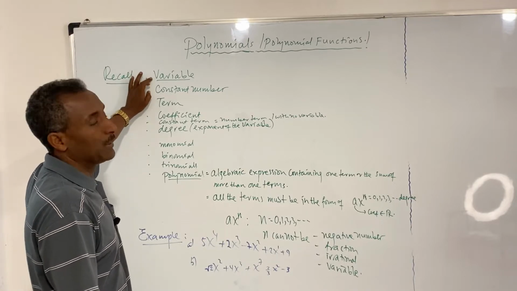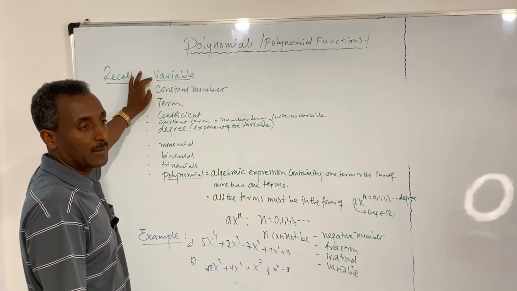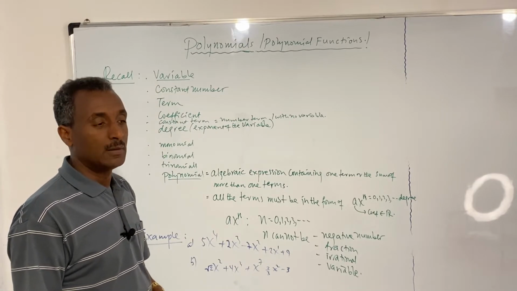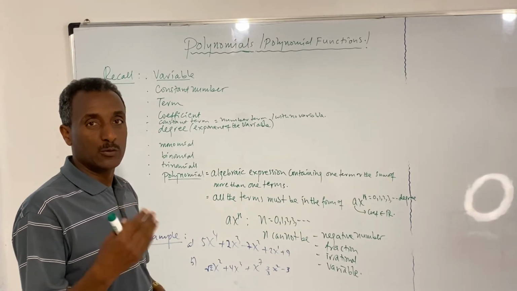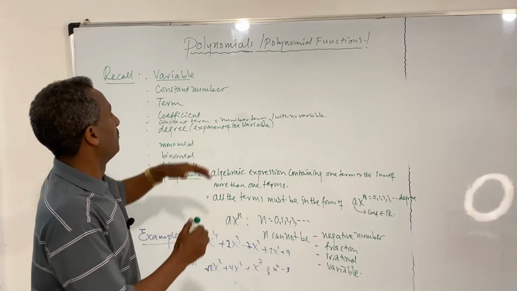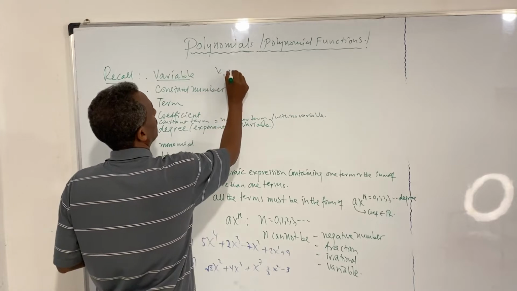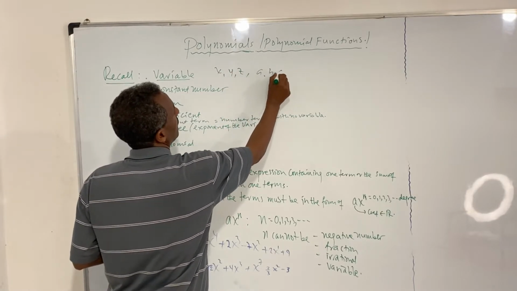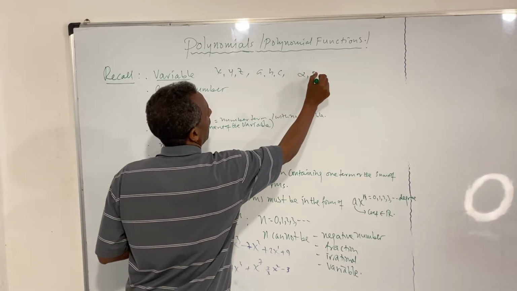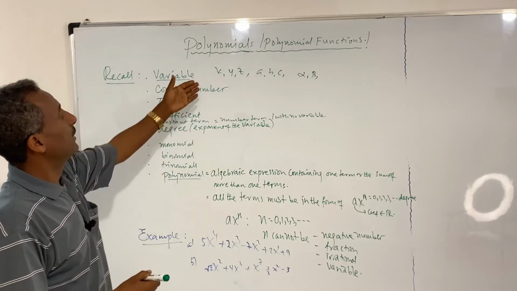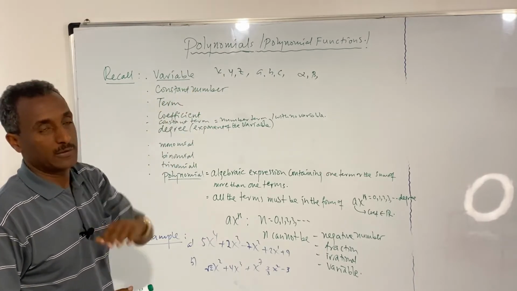The first one is variable. We have defined variable as simply a letter that represents unknown values. Like x, y, z, or a, b, c, or alpha, beta. These can all be examples of variables.